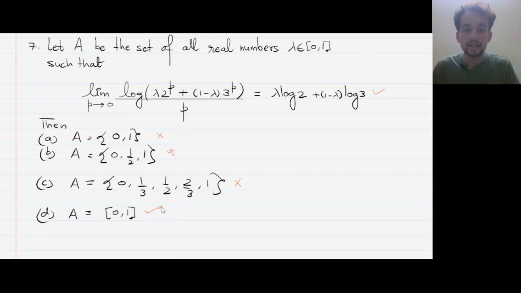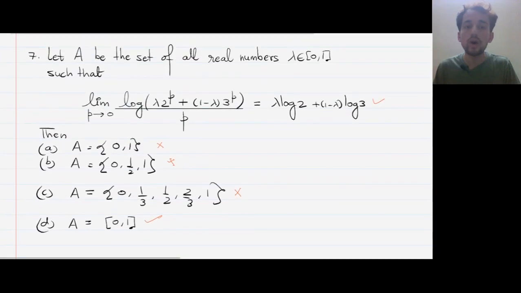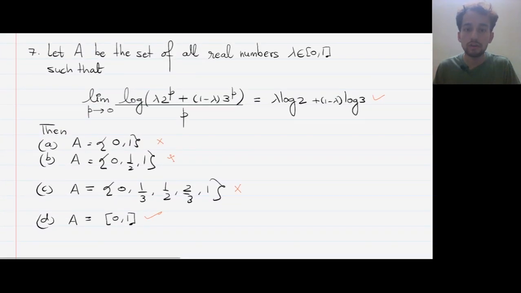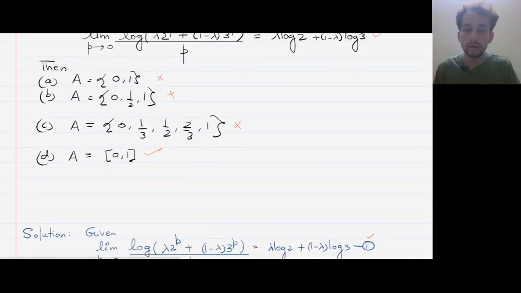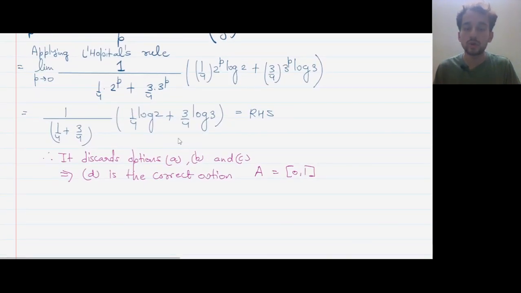So option D is the correct option. The closed interval A consisting of 0, 1 will be all the possible choices of lambda for which the above equation is going to hold. That's what I have mentioned here. This choice discards options A, B, C, and therefore D is the correct option.